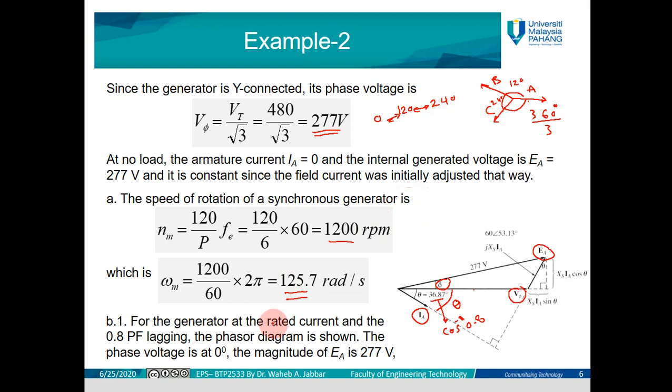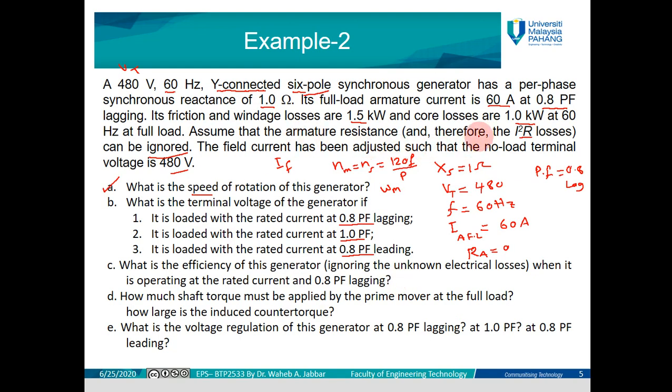The full load situation will be different from no load, because full load means we have a value for IA, while no load means IA equals 0. So for the full load here, IA will equal 60 ampere. As you can see, this is the value of the full load armature current, which is 60 ampere.